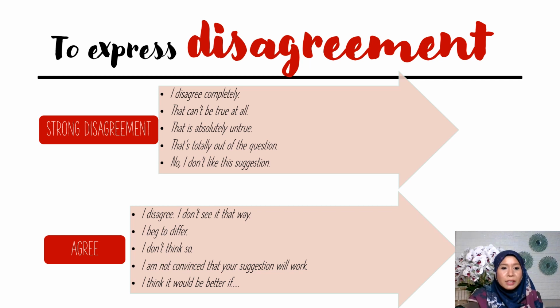If you have strong disagreement, you can say, I disagree completely. That can't be true at all. That's absolutely untrue. That's totally out of the question. No, I don't like your suggestion. Or if you disagree, you can say, I disagree. I don't see it that way. I beg to differ. I don't think so. I'm not convinced that your suggestion will work. Or you can say, I think it will be better if.